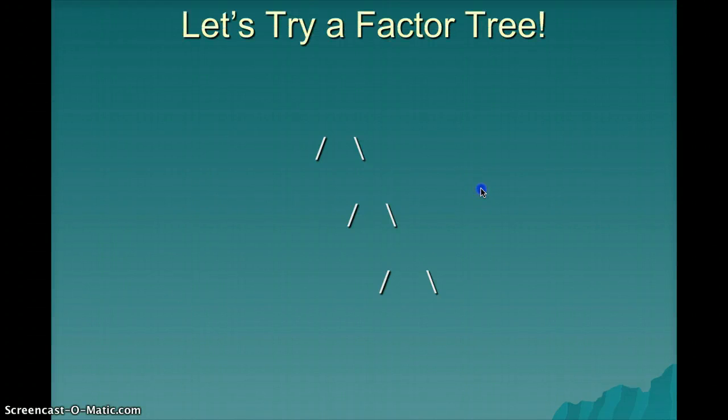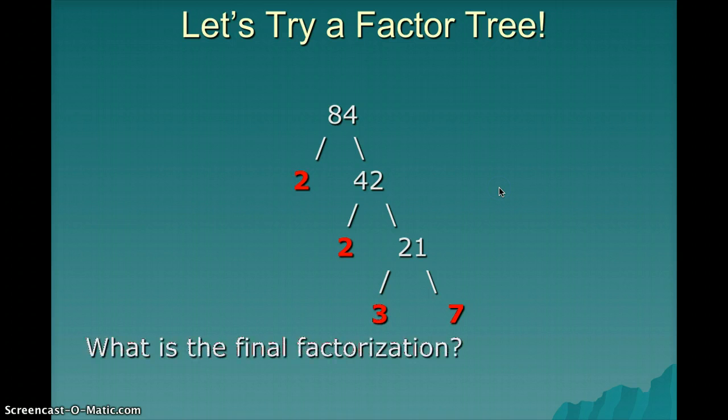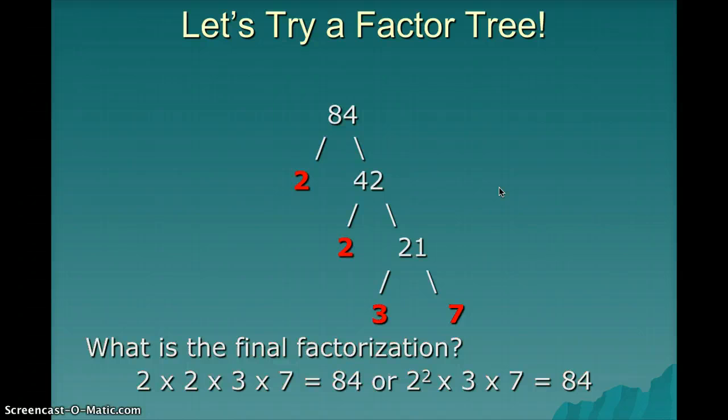All right, let's try this one. How about 84? I'm going to do 2, it's even, so 2 times 42. 2 is prime, so I'm finished with that one. Now we'll break apart 42. You can do 6 times 7, a fact we know, or I could do 2 again because it's even. I'm going to do 2 again, so 2 is finished. 21 is composite, so we still have to break that one down into its prime factors of 7 times 3, which are both prime numbers. So the prime factorization for 84 is 2 times 2 times 3 times 7, which equals 84, or 2 squared times 3 times 7, which is 84.